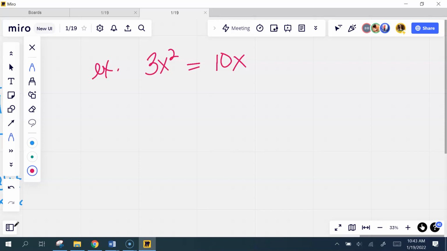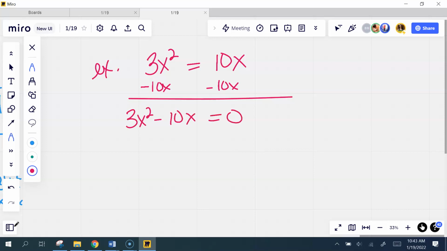So the first thing, make it equal 0. What do I move? Y. That's right. I want this to be positive. So instead of moving this over there, I'm going to move the 10x to the other side. So move the 10x. I can't combine those because they're not like terms, so it's just 3x squared minus 10x equals 0.